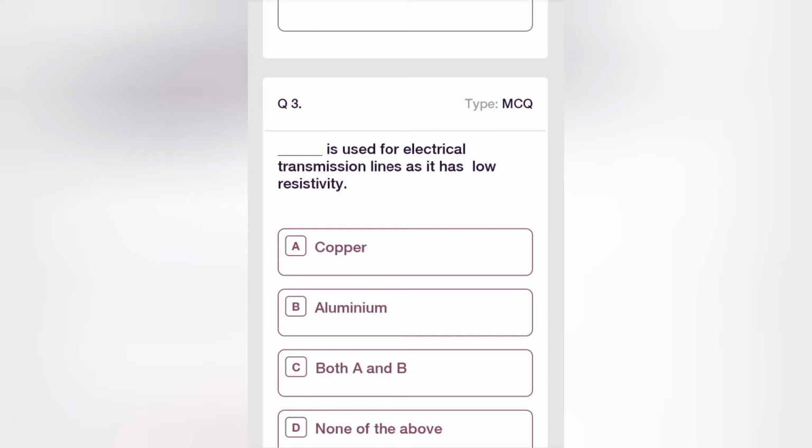Okay, you can find that roadside overhead lines are made up of aluminium wire, aluminium core steel reinforced wire, and in the house wiring we find that copper metal is used for transmission of electric power. So the option would be option C, both A and B.